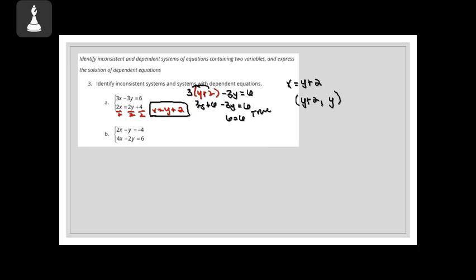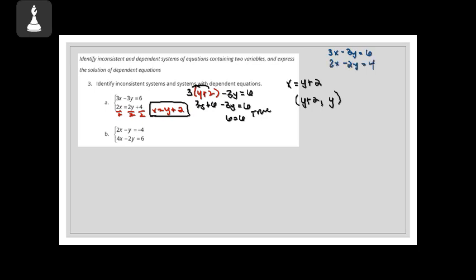Now, let's say you were looking at this and said, well, I didn't want to do substitution. Okay, that's fine. We can do the addition method. So I'm going to line them up here. So 3x minus 3y equals 6. And then that's going to be 2x minus 2y equals 4.